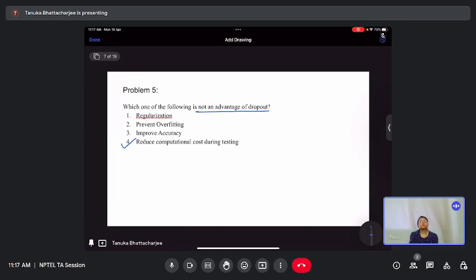So dropout is basically a regularization technique that prevents overfitting and improves the test accuracy or improves the generalization ability of your network. But since all the weights are there, though you learned a part of it during one iteration, another part during other iteration, eventually you learned all the weights, and during testing you will have to use all the weights. There is no effect of dropout during testing. So the computational cost during testing will not be reduced.